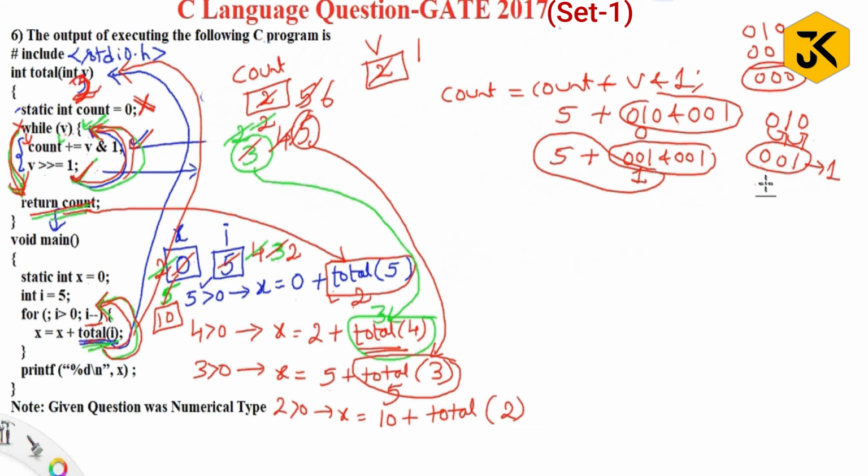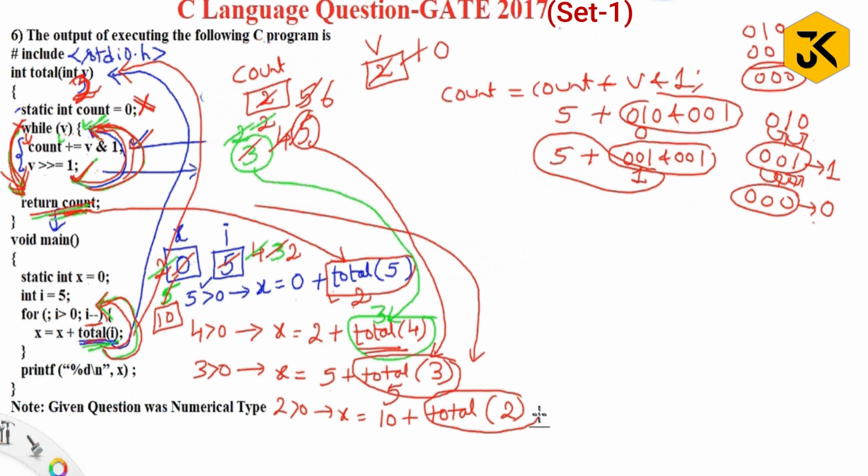The V value is 1. Right shift by 1 means this 0 will come to here, this 0 will come to here, and the last is 0. You will get the decimal value 0. That will be stored in V. So the V value is 0. Now once again checking while V, the condition is 0, the condition fails, the loop is over, and it is going to return count. The count value is what? 6, it is going to return.